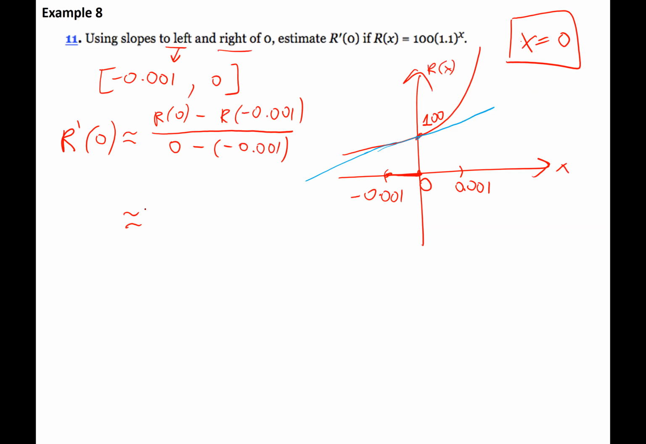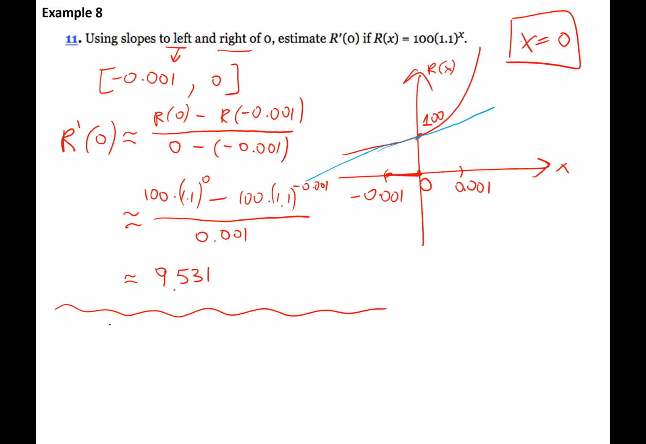In order to approximate this, we will have 100 times 1.1 to the power of 0 minus 100 times 1.1 to the power of negative 0.001, all over 0.001, which we have to compute using the calculator, and I did, and I got 9.531. This will be 100 minus something a little bit less, and then we can get the value. But we can see the same idea: creating a tiny interval and computing the average rate of change.